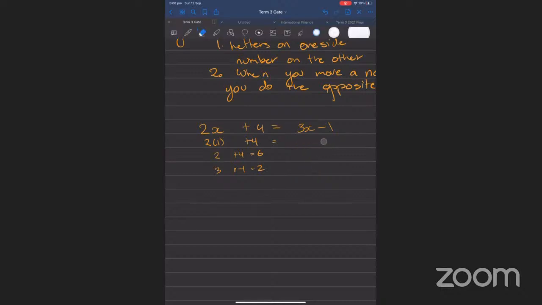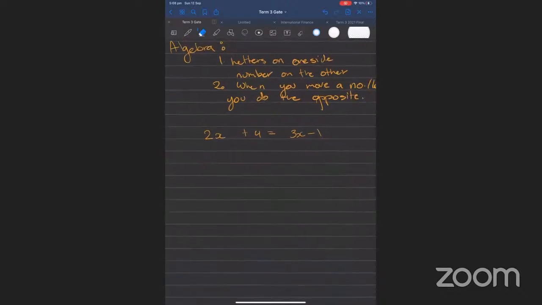All right, so let's try it out using proper algebra. As Darsh correctly told us, the way to solve it is letters on one side, numbers on the other side, correct? So the way I would go about it is, first I would want to move this number to the other side. So the negative 1 will become positive 1. So it'd be 2x plus 4 plus 1, right?